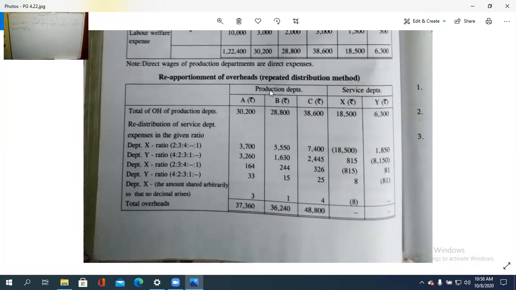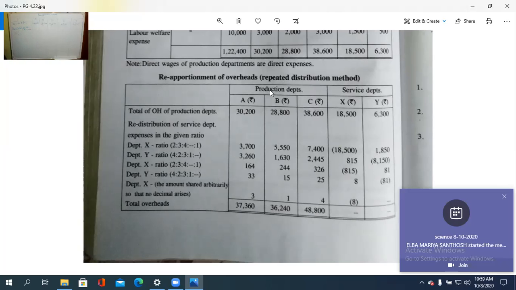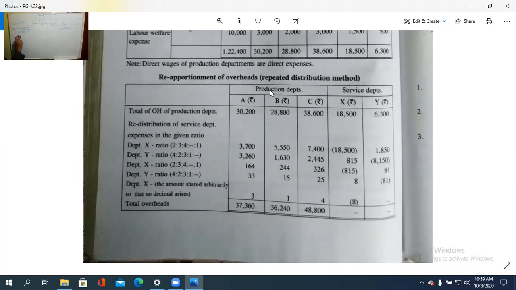So first, take department X. Its ratio is given there, isn't it? 2:3:4:1. 1 means Y, and 2, 3, 4 are for A, B, C. So how is it to be? 18,500 is to be taken as 3 plus 2, 5 plus 4, 9 plus 1, 10. So 2 by 10, 3 by 10, 4 by 10 and 1 by 10.